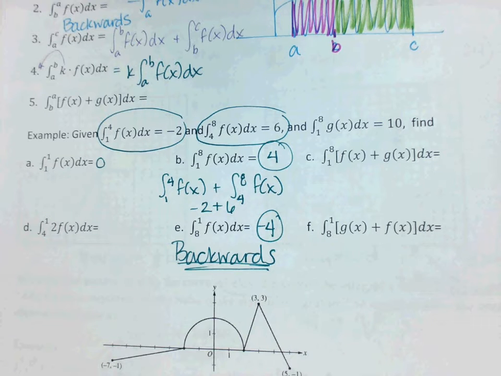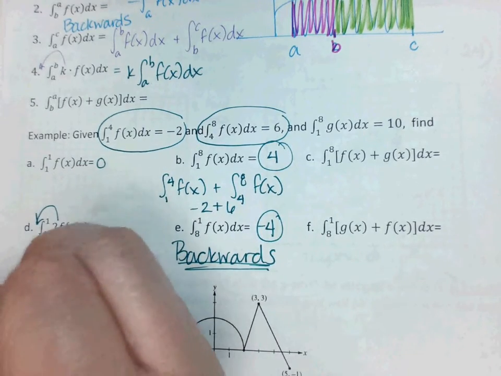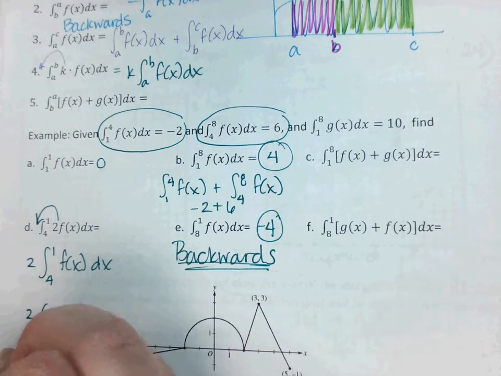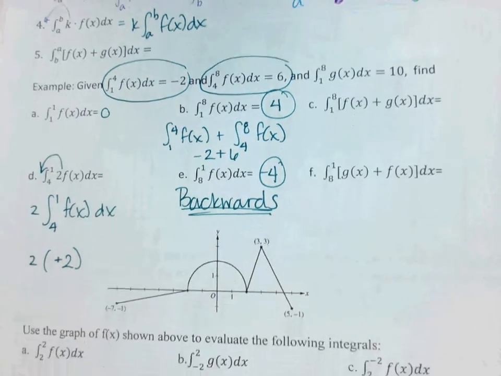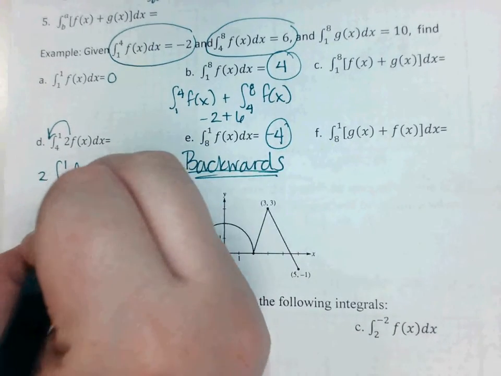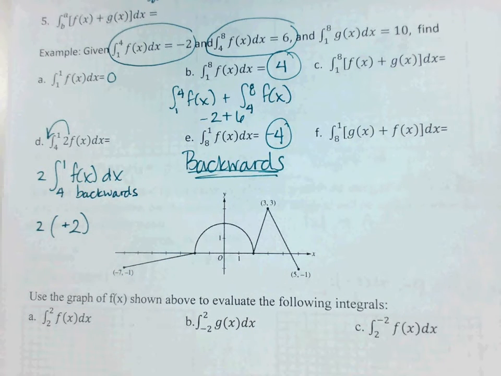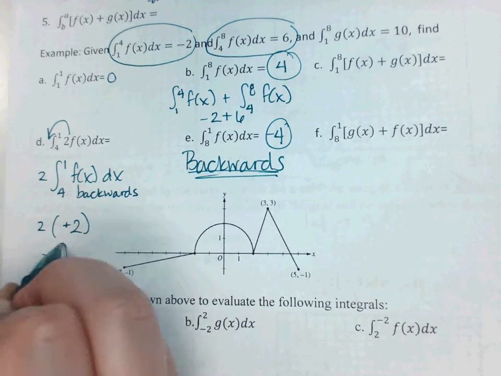Change the sign? +2. Then what do I do with this extra 2 in the front? Pull it out to the front. So I'd have 2 times the integral from 4 to 1 of f of x, but this would actually be a +2. Because why? Because it's backwards. So if it's originally positive, being backwards turns it negative. But if it's originally negative, being backwards turns it positive. It just changes the sign. So your total answer would be 4.